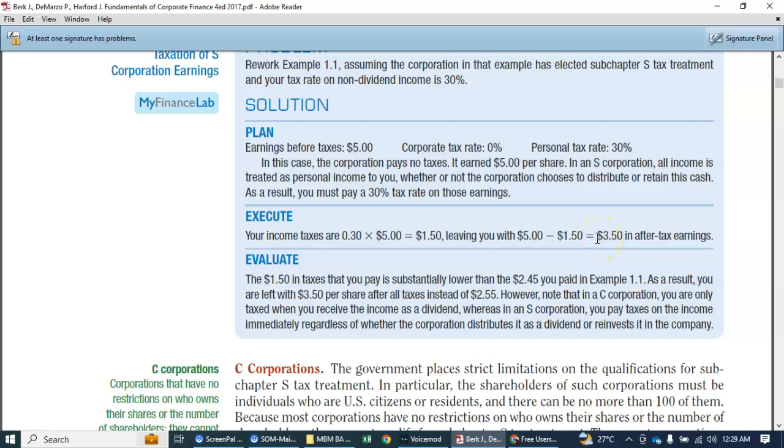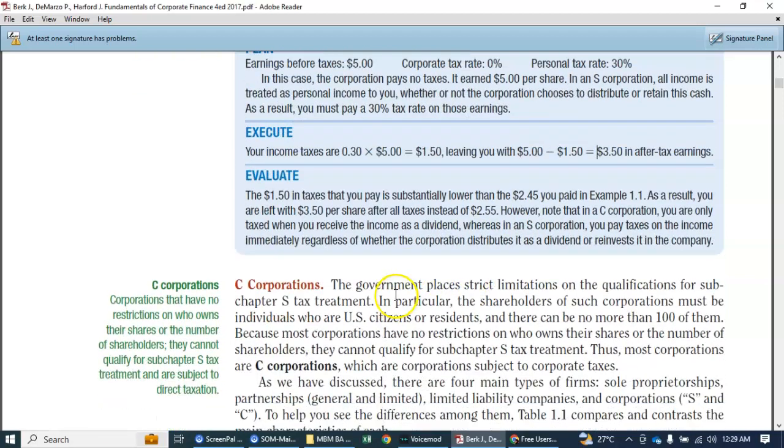And the net amount is 3.5. In the previous one, in the regular corporation, it looks like the 1.5 taxes that you pay is substantially lower than the 2.5 in our previous example, because it was taxed twice. However, we have to remember that for the C corporation, there will be no tax for the dividends if there's no transfer of the amount to the investors or the shareholders.